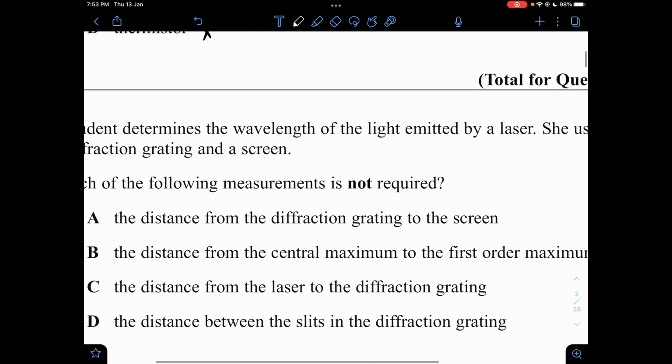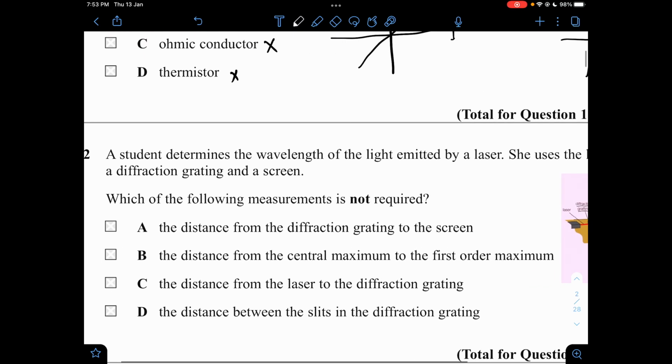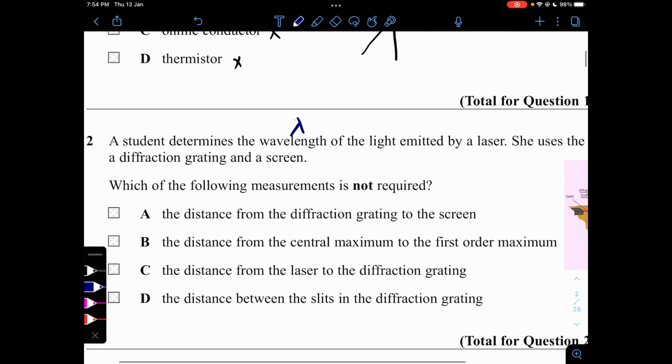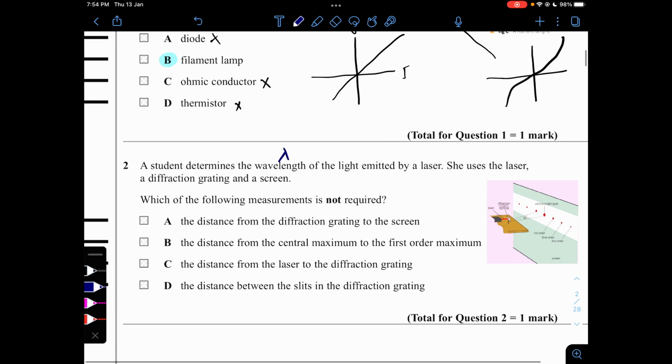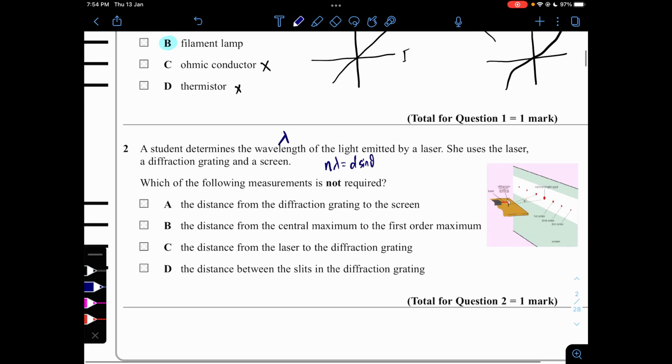Okay, so what are we trying to find here? They want to find the wavelength. So I just write the wavelength, and usually when we have a diffraction grating and a screen, we use the formula n lambda equals d sine theta. Okay, so what helps us? Well, what is this d in this equation? This d over here is actually the distance between the slits.